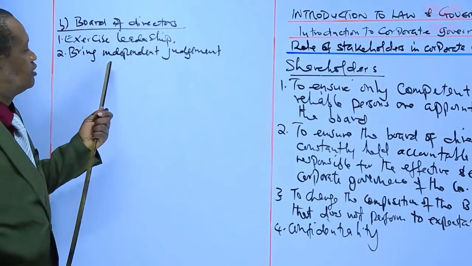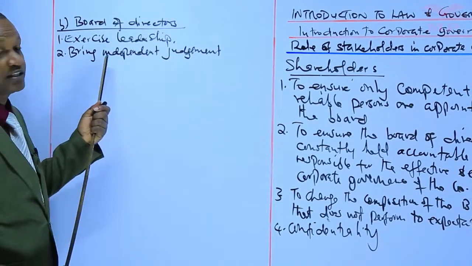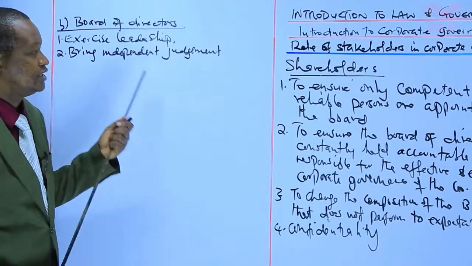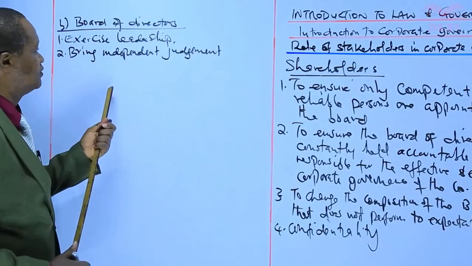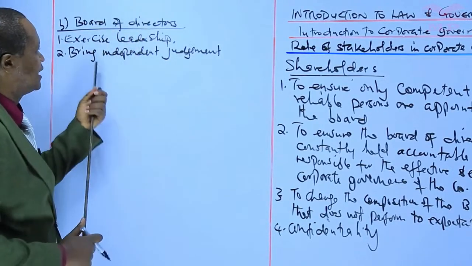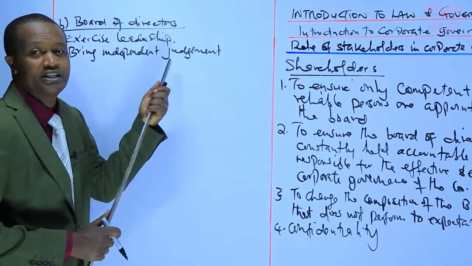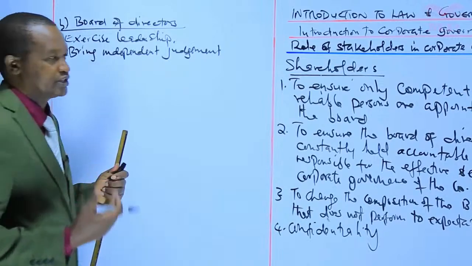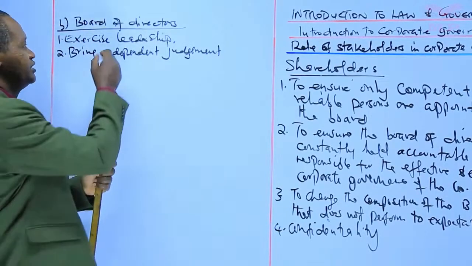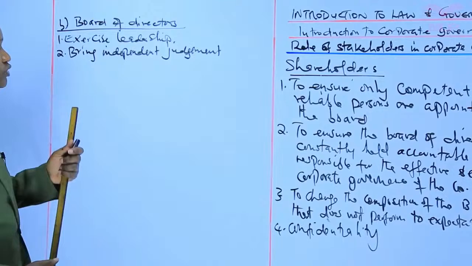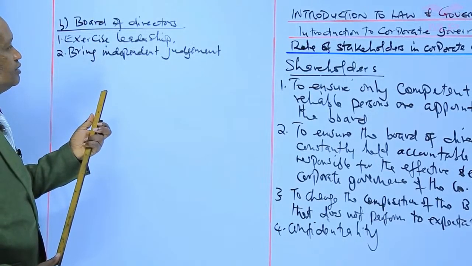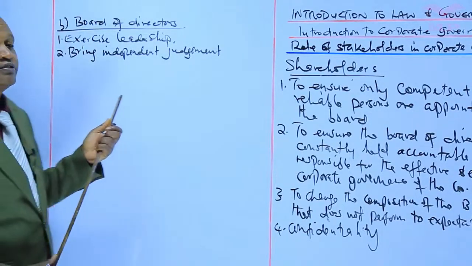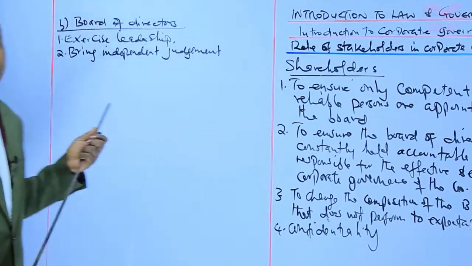The board of directors exercises its functions through board meetings. When decisions are to be made, the board sits, and therefore, the directors who sit on the board are expected to bring independent judgment, which is expected to bear on the decision-making process. Independent judgment is a judgment that should be objective. Judgment should not be biased. Judgment that is in the best interest of the company. Judgment that is free of conflict of interest.